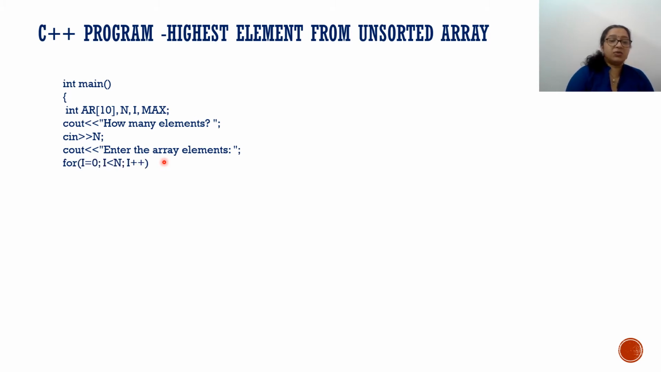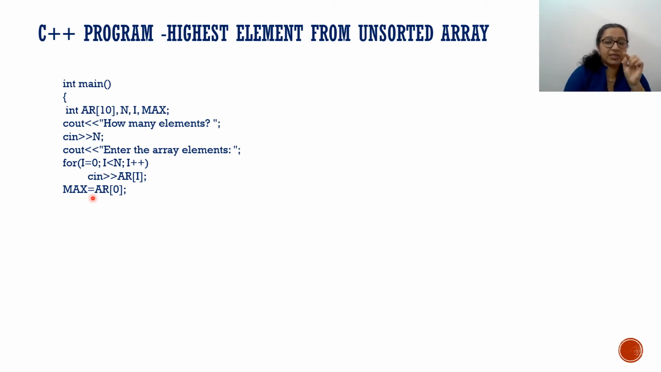Now we start the loop for inputting the elements from the 0th onwards. cin >> AR of I. So we got the elements in that array now. Now the next is our logic for finding the highest one. Here we are using the max variable for storing the first element because we are assuming that the first element is the highest one. So for storing, max is equal to AR of 0. That means the first element we are storing in that max variable now.